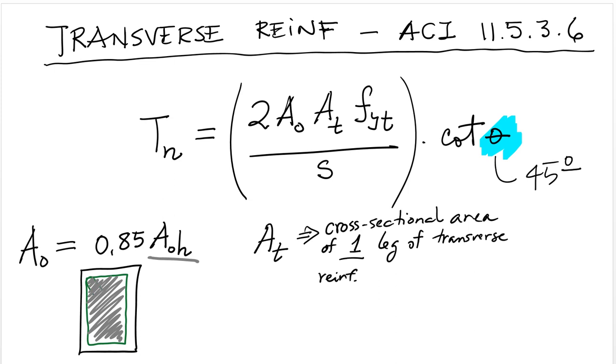Basically, this formula gives you the nominal torsion strength of the beam with a certain amount of transverse reinforcement spaced at a certain distance. You must remember that for a design to be adequate, phi times Tn must be greater than Tu. And so you need to provide enough transverse reinforcement to satisfy this equation, right? The basic design equation.